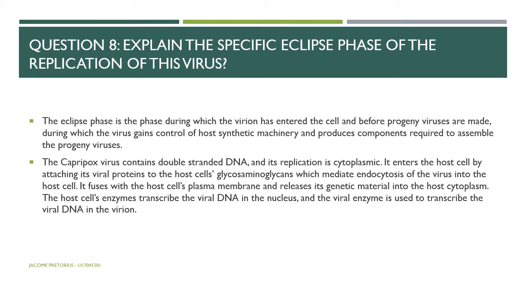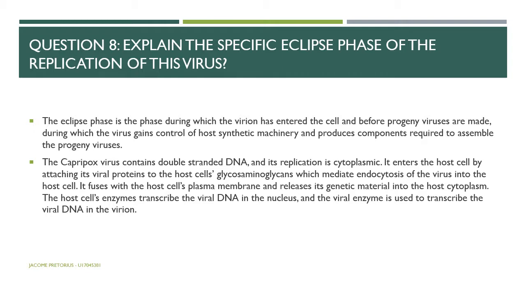Question 8. Explain the specific eclipse phase of the replication of this virus. The eclipse phase is the phase during which the virion has entered the cell and before progeny viruses are made, during which the virus gains control of the host's synthetic machinery and produces components required to assemble the progeny viruses.